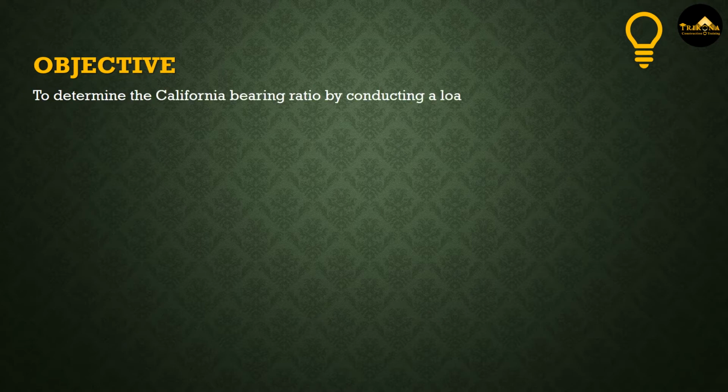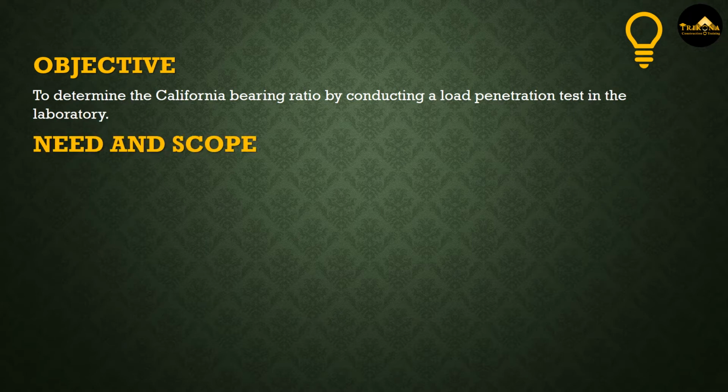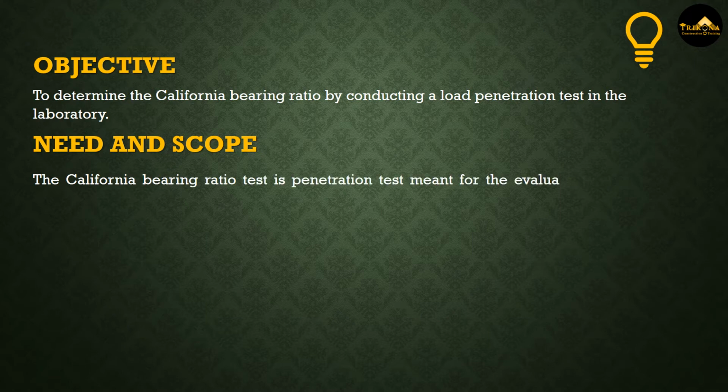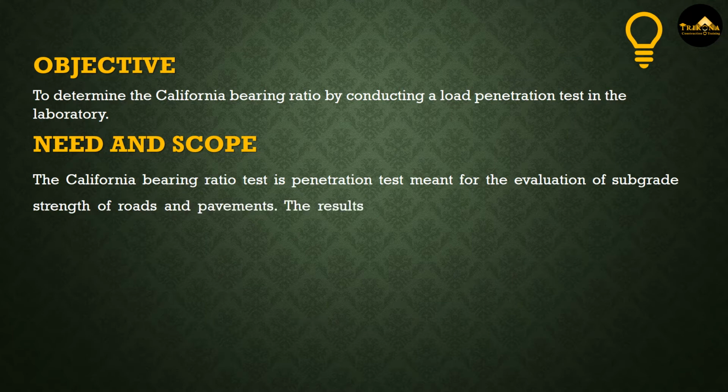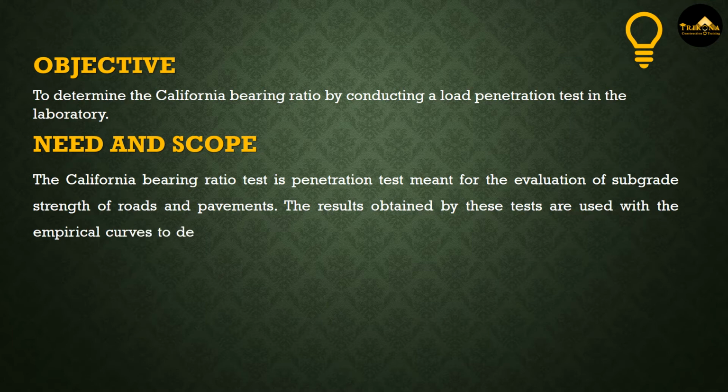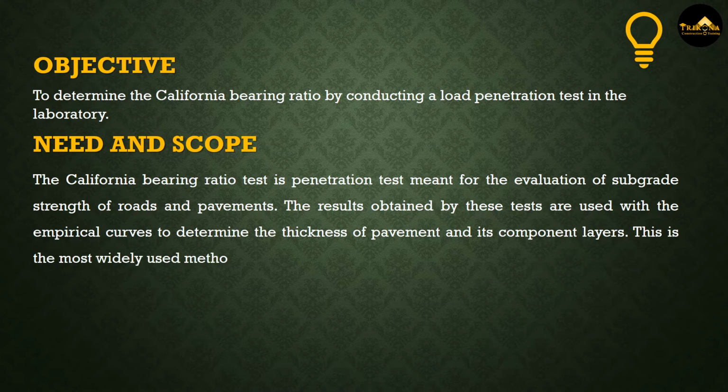Objective: to determine the California bearing ratio by conducting a load penetration test in the laboratory. Need and scope. The California bearing ratio test is a penetration test meant for the evaluation of subgrade strength of roads and pavements. The results obtained by these tests are used with the empirical curves to determine the thickness of pavement and its component layers. This is the most widely used method for the design of flexible pavement.